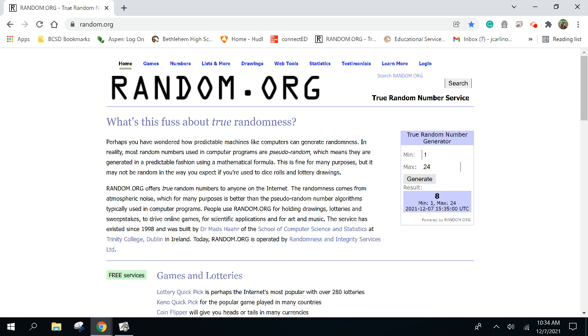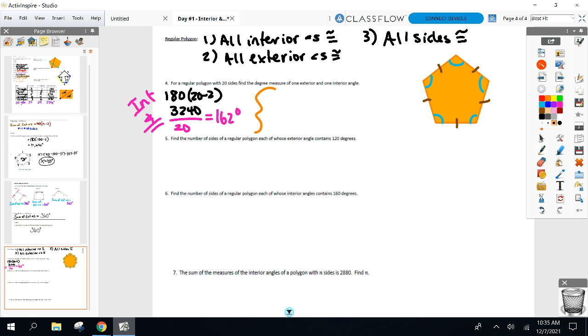Talk to me. For the exterior, I did 360 divided by 20. Yep, 360, that's the sum. Divided by 20 equal exterior angles. And what do we end up with? 18 degrees. Perfect.